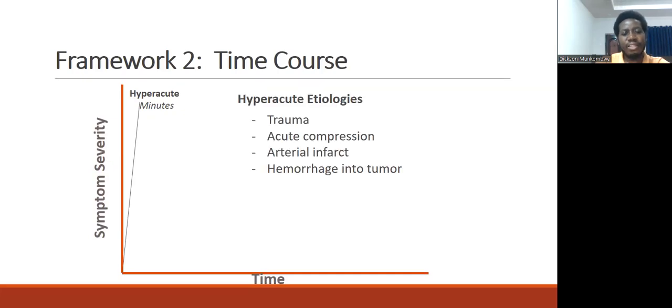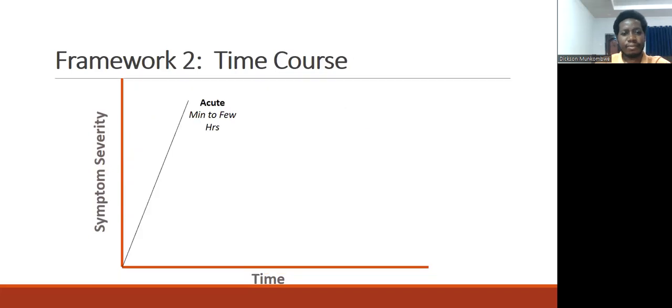So with hyperacute presentations, the differentials are usually trauma or an acute compression, an arterial infarct, or hemorrhage into a tumor. Not that much. So you see, if you put together the presentation, the etiological classification, as well as the time course, you tend to easily work out the differentials which fall out. Then in terms of acute presentation, the differentials include hemorrhage into a tumor, neuromyelitis optica, as well as vascular causes, which can present in the acute form, depending on the history as you get it from the patient.